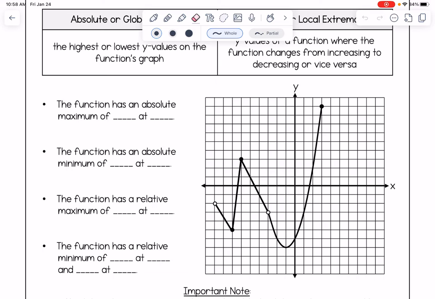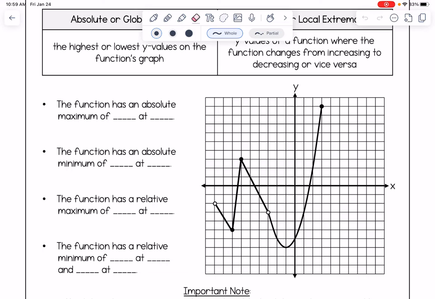If we look at this first bullet point, it says the function has an absolute maximum of blank at blank. That's how we're always going to write extrema. Maximum refers to the highest value or the lowest value, which is a y coordinate, but it occurs at an x value, an x coordinate. So we're always going to write maximum of something at something, filling in those blanks.